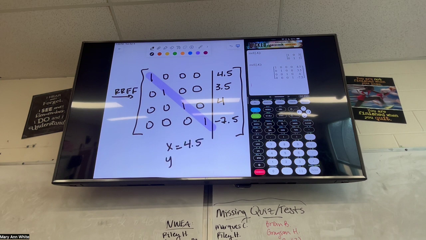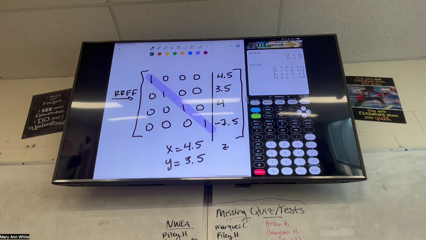4.5. What is y equal? What is z equal? And what is w equal? Good. So it's important to remember where you put all your pieces so you can tell me what x, y, and z all equal.